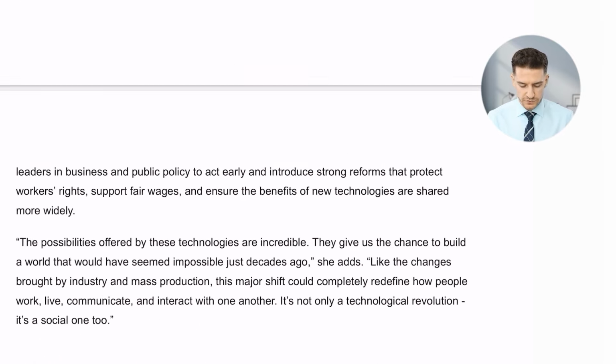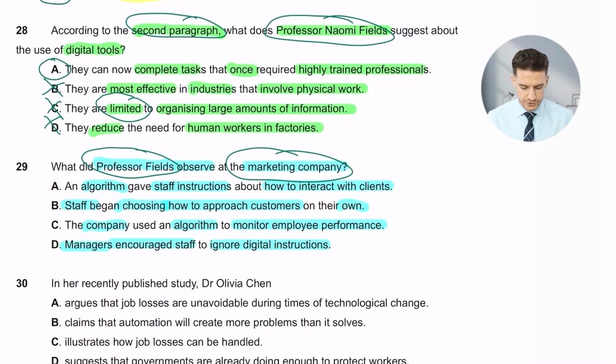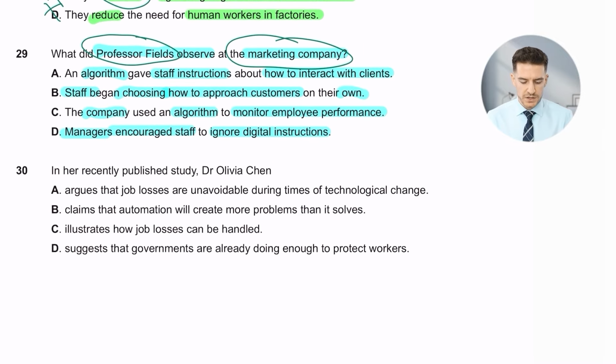So let's go back to the question now, and we'll choose the correct answer. So letter A, an algorithm gave staff instructions about how to interact with clients. Well, yes, the algorithm did do that. So we can circle that. That looks good. B, staff began choosing how to approach customers on their own. No, didn't say anything about that. It said the opposite.